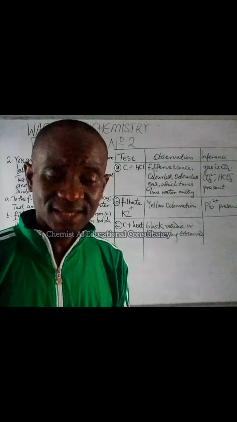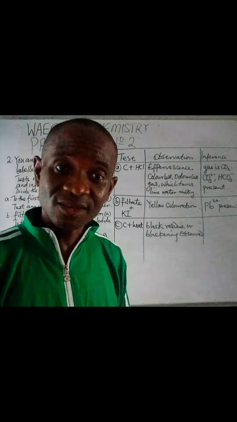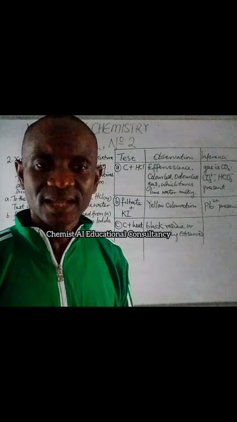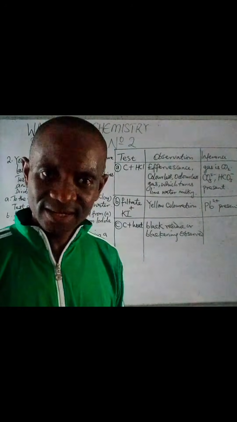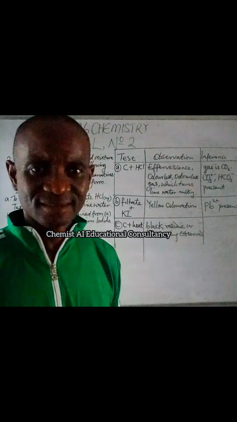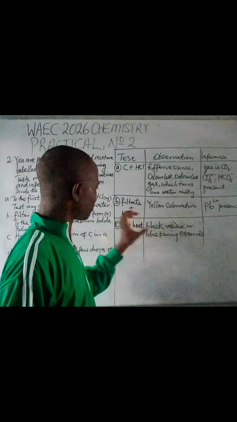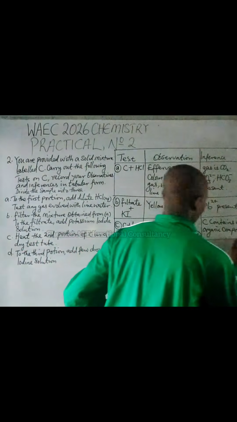When you heat a substance and it darkens, it is a proof that that substance is an organic compound, because organic compounds are compounds of carbon, and carbon is black when heated. Remember, charcoal is a result of heating firewood. If you heat glucose, it becomes black. So, because the mixture becomes black, C contains an organic compound. Number 3 question gone.